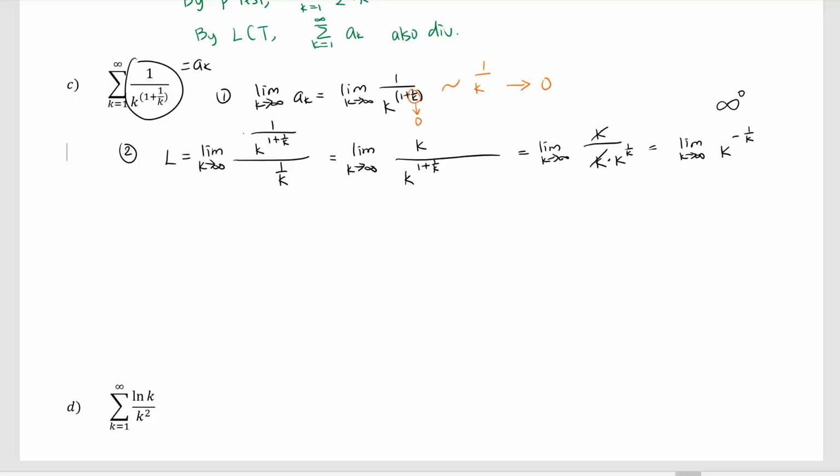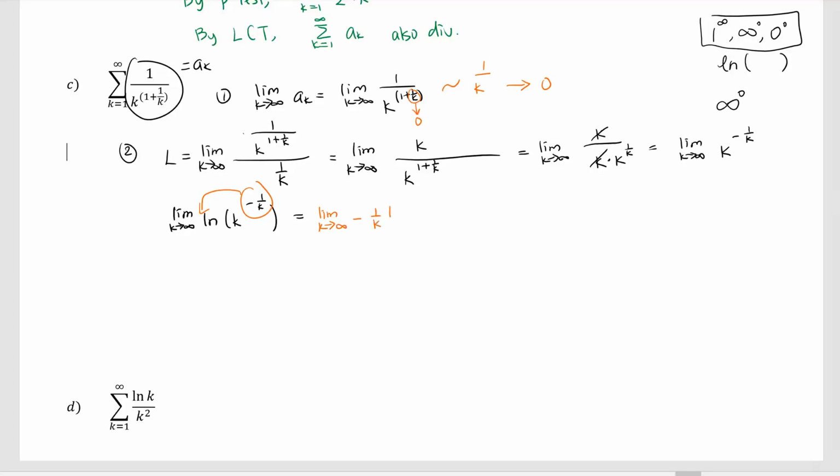This is an indeterminate form. For indeterminate forms of the type 1 to the infinity, infinity to the 0, 0 to the 0, all of these indeterminate forms, you apply ln to it. So we continue. We consider the limit as k goes to infinity of ln of k to the minus 1 over k. Because of the natural log, we can bring the power down in front. So we get the limit as k goes to infinity of minus 1 over k, ln of k.